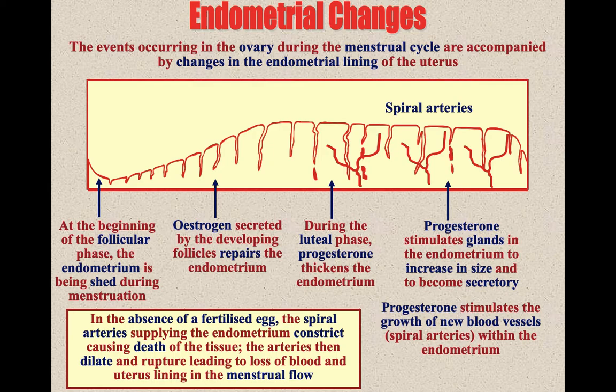Okay, so as I said before, if fertilization didn't occur and pregnancy didn't occur, then the amount of progesterone is going to start dropping, and that would cause those spiral arteries to constrict and reduce the amount of blood which arrives into the endometrium, and the endometrium will just start dying off, and that's what causes the period.